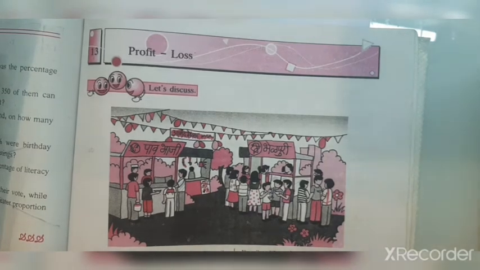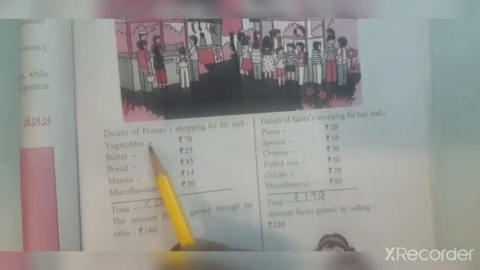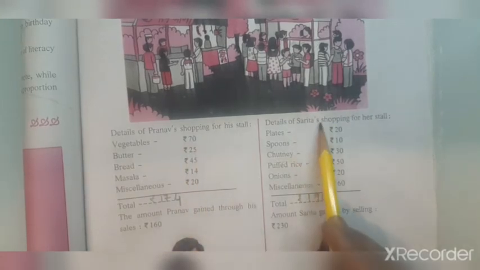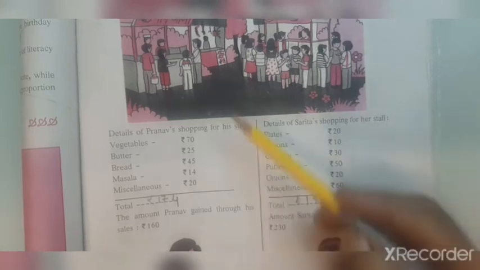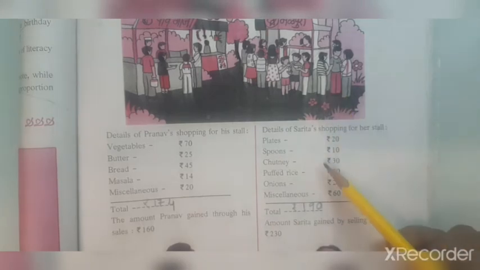Okay, so let's understand this concept from the small example which is given on the first page of this lesson, that is page 65. Now you'll see here that they have given a picture where there are two stalls. On one stall it is written pav bhaji and on the other stall it is written bhel puri. Now these are the two stalls. One stall is of Pranav and one stall is for Sarita.